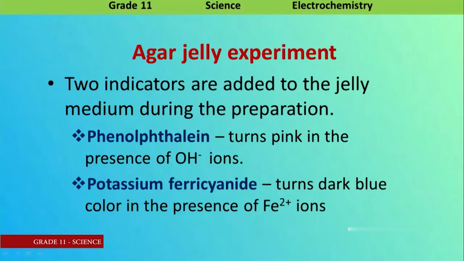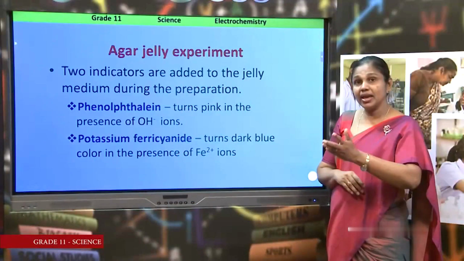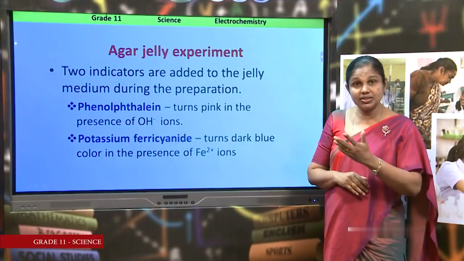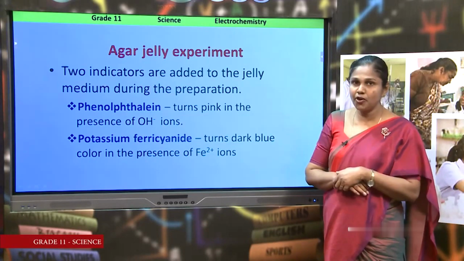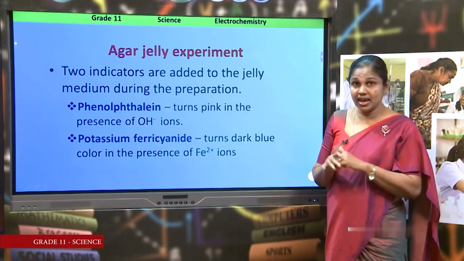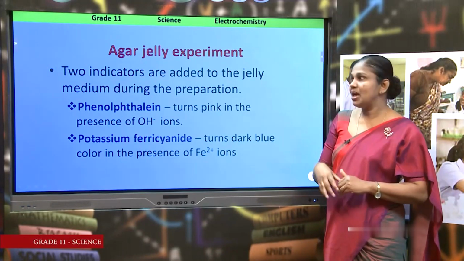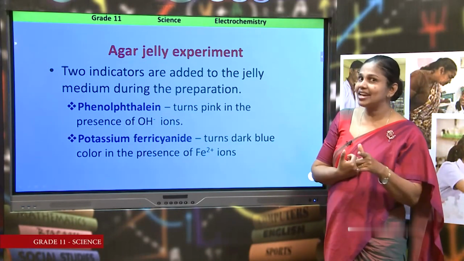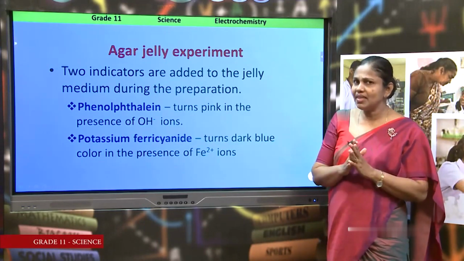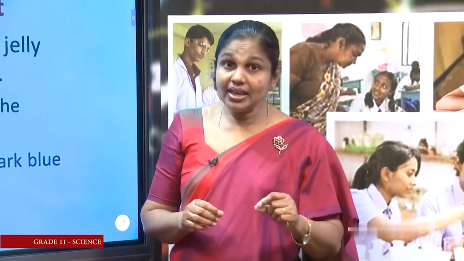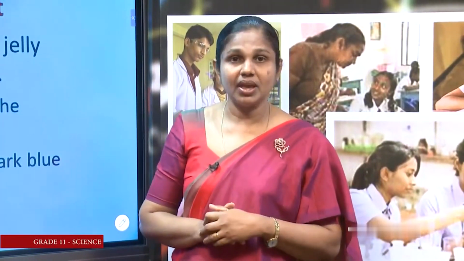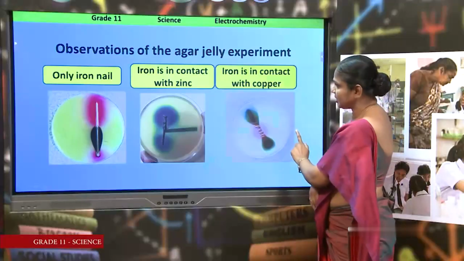Now we are going to recognize whether hydroxyl ions are formed in the medium or whether ferrous ions are formed in the medium. If the iron is corroded, if the iron is rusted, first iron is oxidized and ferrous ions are formed. If ferrous ions are available in the jelly medium, potassium ferricyanide turns dark blue. By observing that, we can conclude that iron has started rusting. Okay, right. Look here.